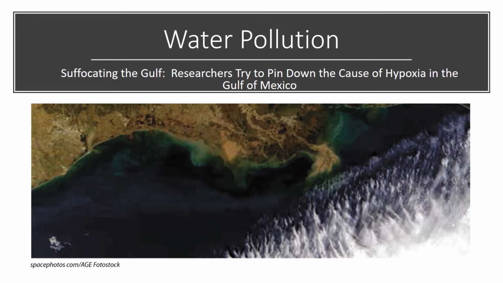So this is an example. We're going to be talking about the Gulf of Mexico, but this is a problem that we will see in many different embayments or bays across the world. And what this image is showing you is a satellite image of the coastline after a rainstorm. And what you can see here is all of this runoff has created sediments that are going into the water.